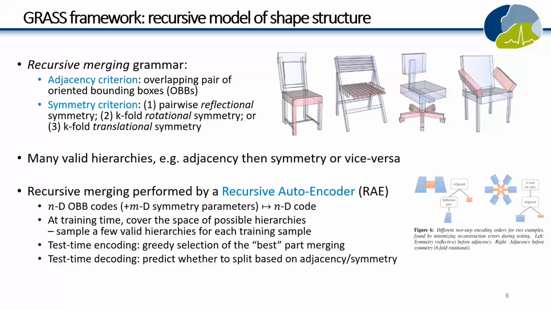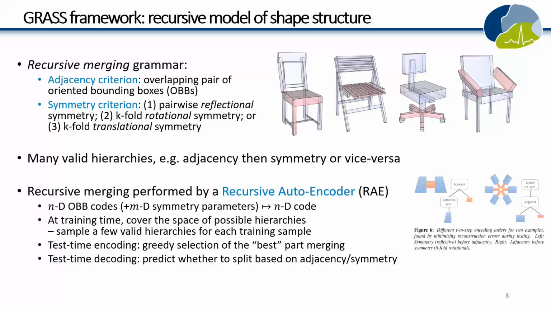So the idea is you take two parts. Each part is represented by a code. And you're going to merge the code of these parts if they satisfy some conditions until all parts are merged and you have a code for the whole object. And the criterion to merge parts is either they are adjacent or there is some kind of symmetry that they follow. For instance, rotational symmetry, translational symmetry, or reflexive symmetry.